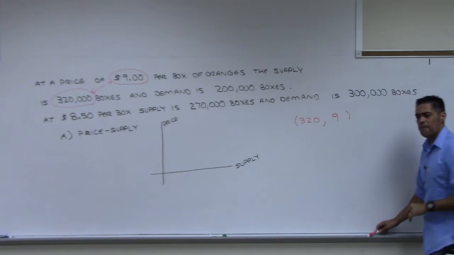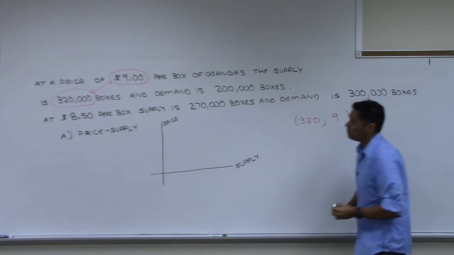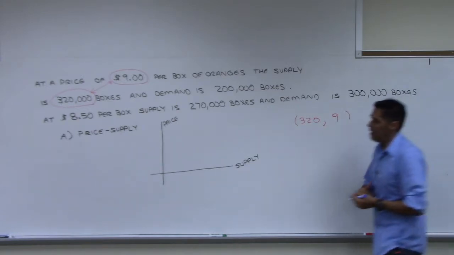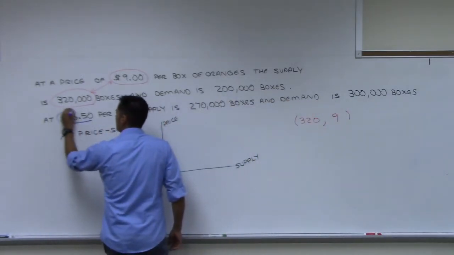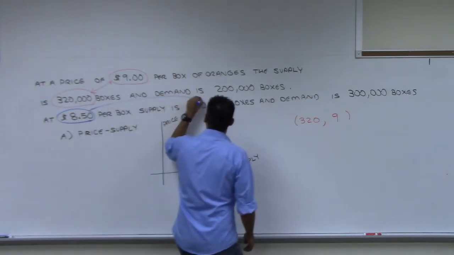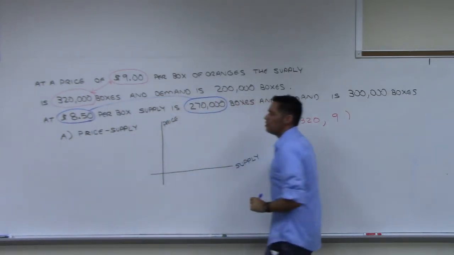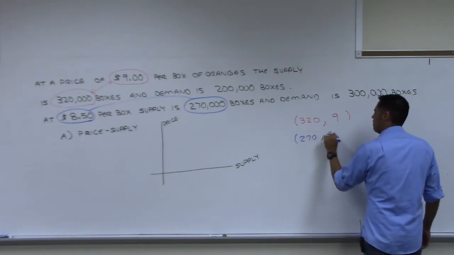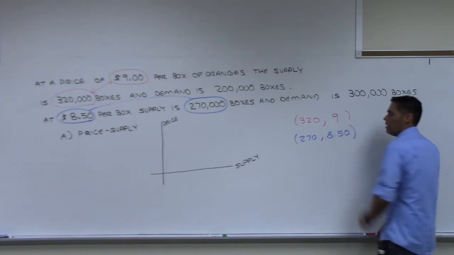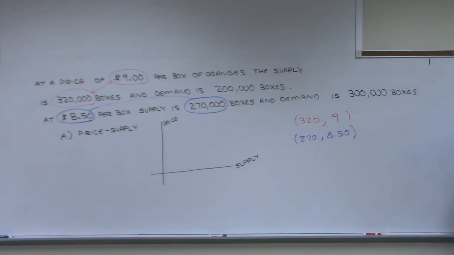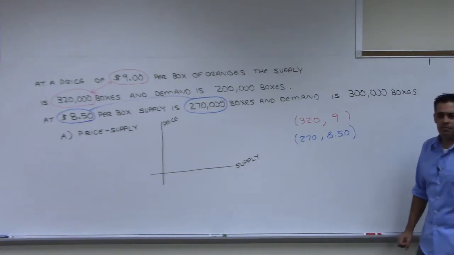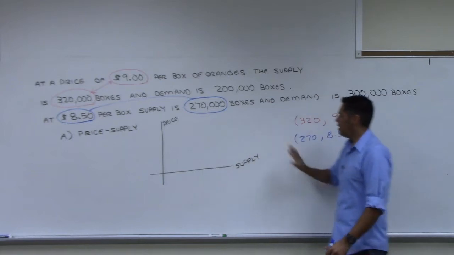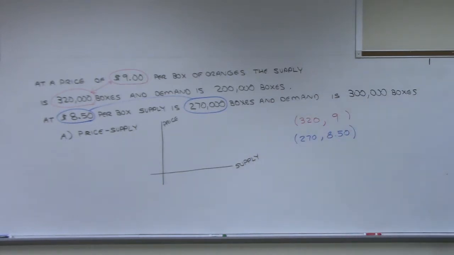Is there anything else we know? At 8.50, the supply is 270, right? So that's another ordered pair I have. 270 and 8.50. Y'all agree? You need 2 points to define a line, don't you? 2 points. So I could actually graph these, couldn't I? I could go over here and graph them, but we want the equation.